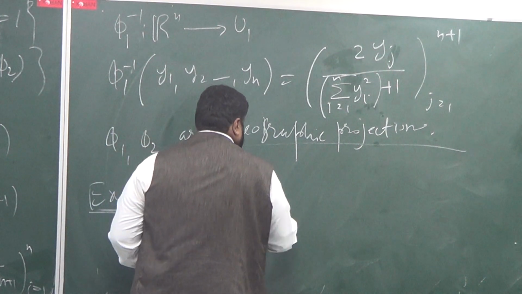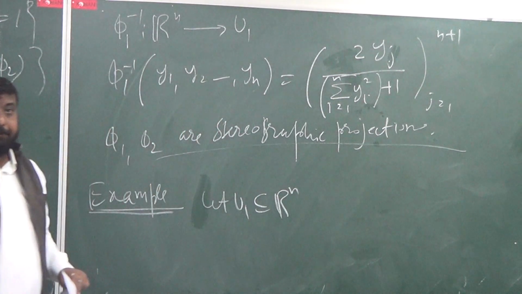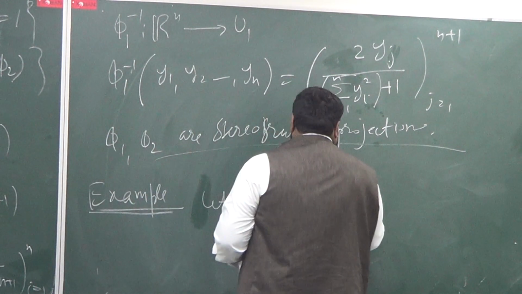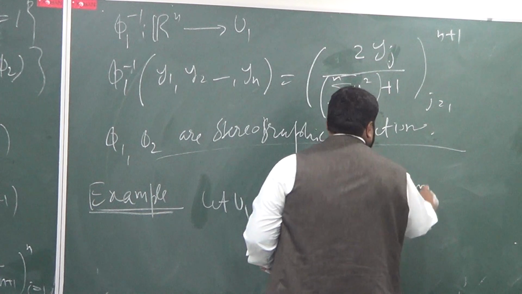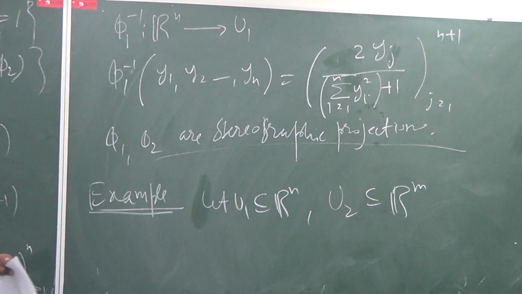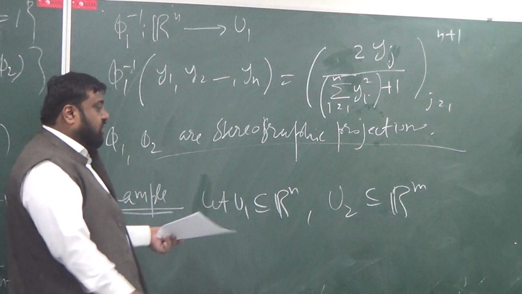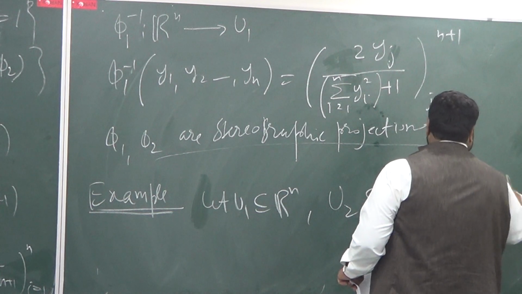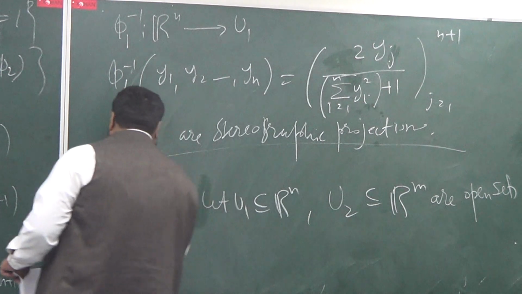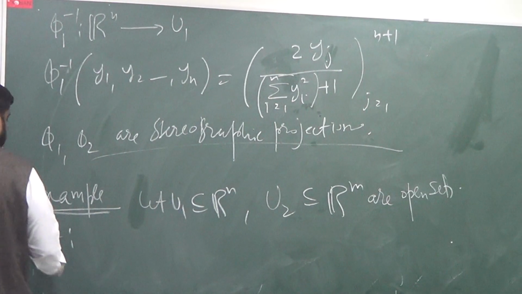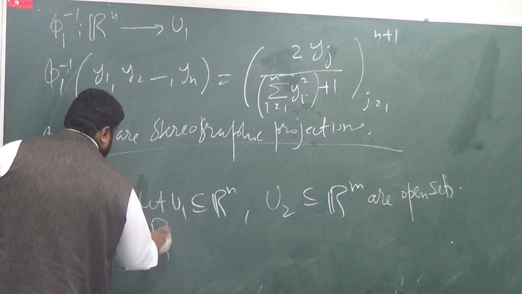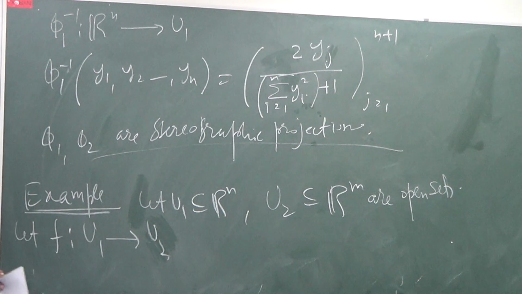So U1 is a subset of R^n. And U2 is a subset of R^m. They are open sets. F is a map from U1 into U2.